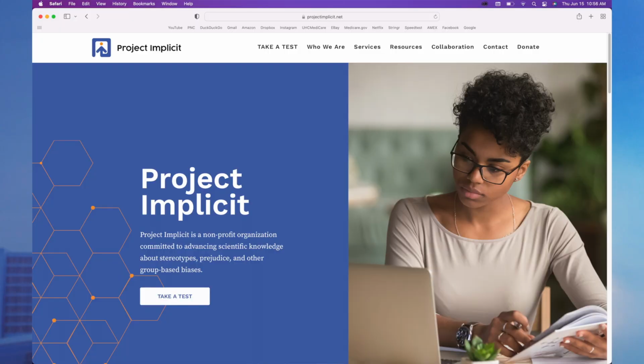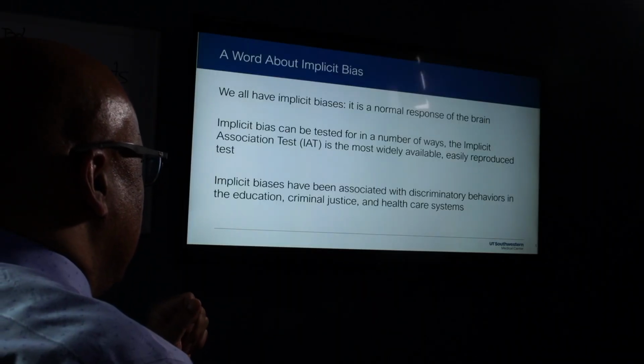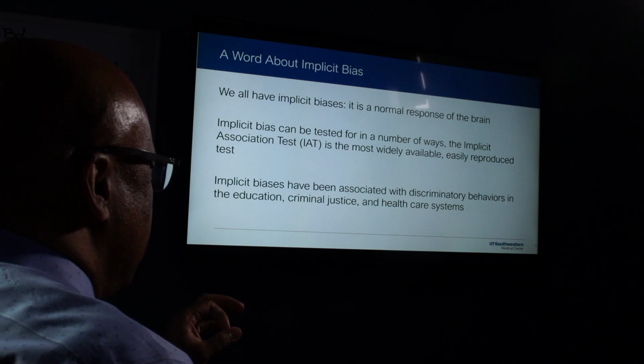One way to see what your biases are is to take this publicly available implicit association test, which you can take by going to projectimplicit.org. It turns out that the results on those tests have been at least associated with discriminatory behaviors in the education system, the criminal justice system, and in the healthcare system. So where do these biases come from? They come from images that are all around us.